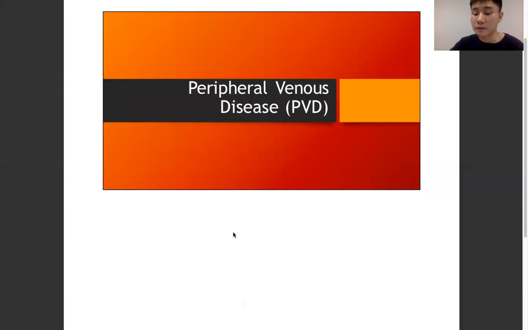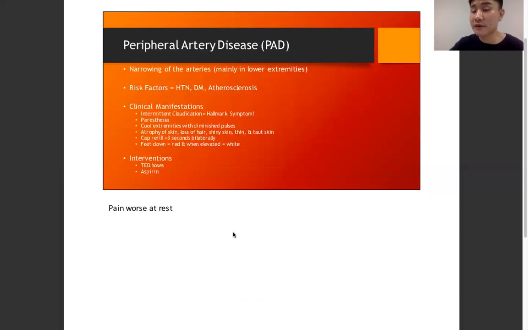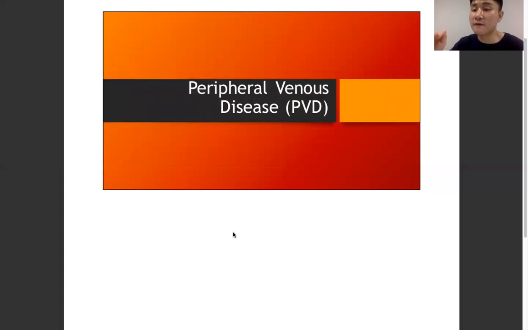So now we just talk about peripheral artery disease. Now we talk about peripheral venous disease. The difference between artery and venous is that the artery is bringing the blood to the tissues. The vein, the venous side, is bringing the blood back to the heart.